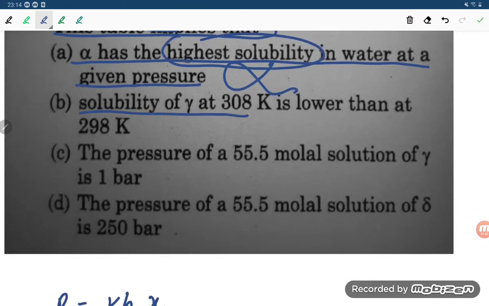Solubility of gamma at 308 Kelvin is lower than that at 298 Kelvin. The higher the temperature, the lower the solubility, because dissolution of gas is an exothermic process. So solubility of gamma at 308 Kelvin is lower than at 298 Kelvin. This is the correct statement, it is correct only.